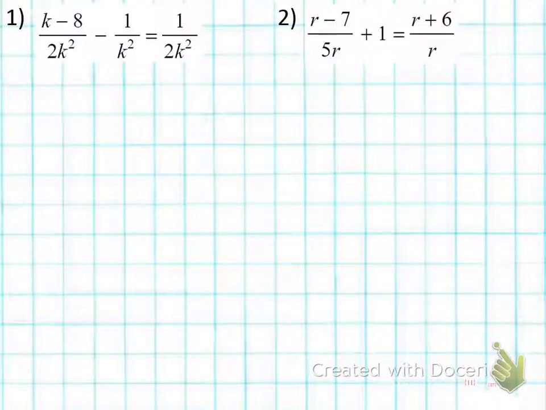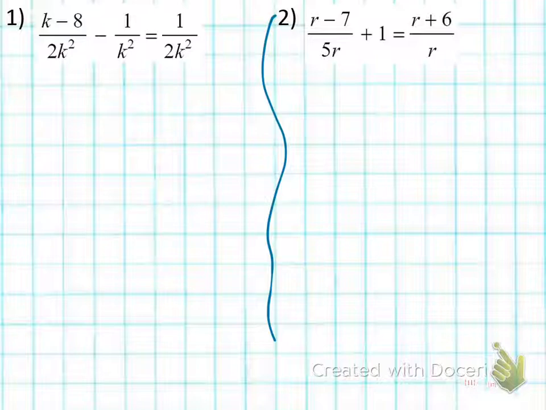So, all right, here we go. Numbers 1 and 2. Watch carefully. So number one, we have k minus 8 over 2k squared minus 1 over k squared, all equal to 1 over 2k squared. So the first thing I always want to do is make sure I have a common denominator before I cross multiply and combine like terms, because I need two fractions equal to each other. Over here we have 2k squared, over here we have k squared, and over here we have 2k squared. So I know the common denominator is 2k squared. The only thing I have to multiply is this middle term, by 2. So we're going to multiply that and then combine like terms.